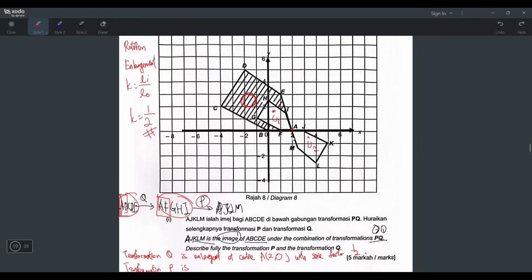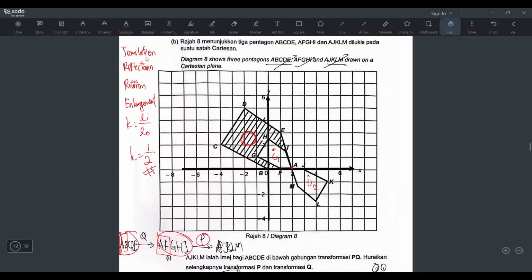So that leaves us with what? That leaves us with translation, reflection, or rotation. And out of these three, which one is the easiest to check? Translation, right? Because translation is basically you just take the shape and then you just drag left to right, up, down like that. And when you do translation, the image of translation will have the same orientation as the object.